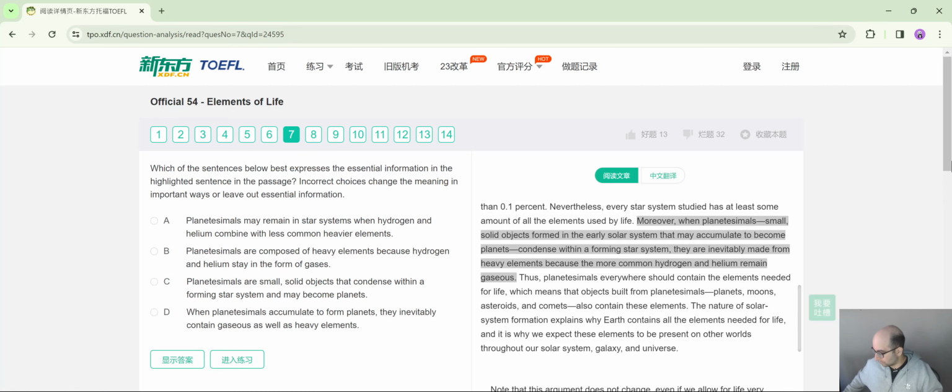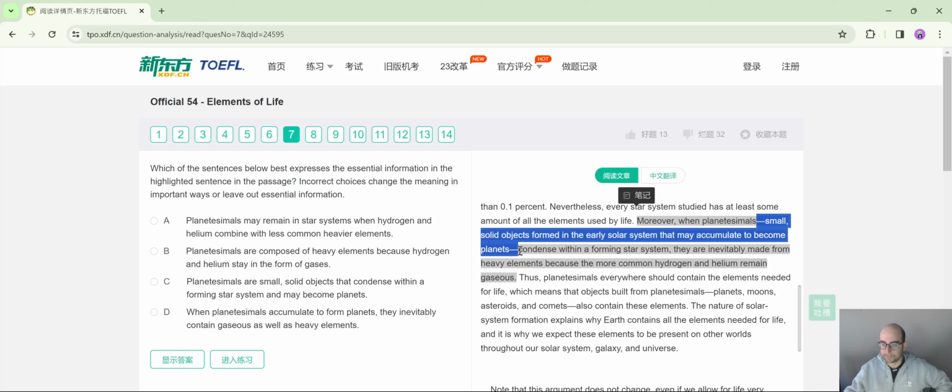All right, so now we're dealing with a highlight sentence. Okay, so jump to the sentence itself, right? Moreover, so we have a transition word. It means like also, right? Furthermore, they're adding information. When planetesimals, so they kind of define what they are here.